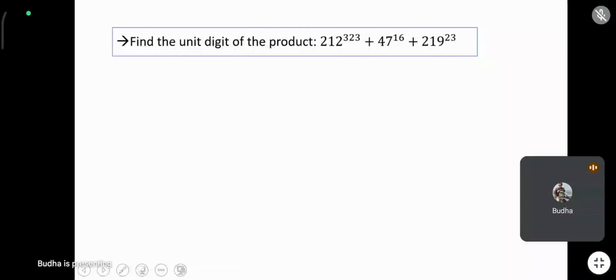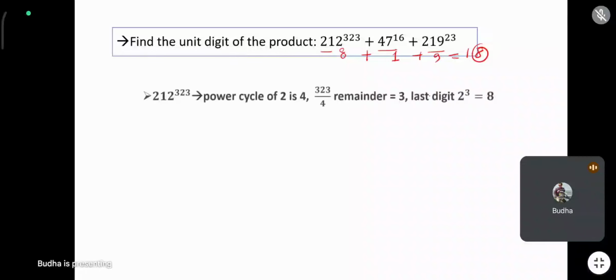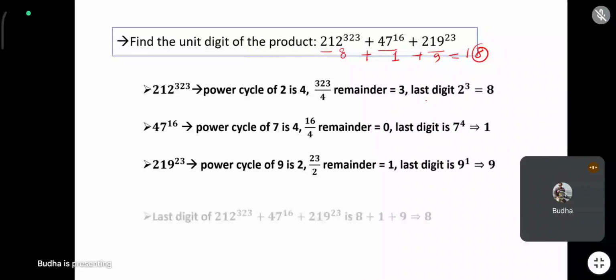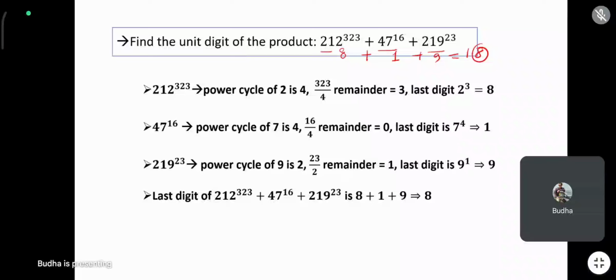Same thing if I have addition here, okay? So for addition I'll have the same thing. 8 plus 1 plus 9. So 8 plus 1 plus 9. Answer is 18, the last digit is 8. Yes. Okay, so I hope it is clear to all of you. Yes sir.